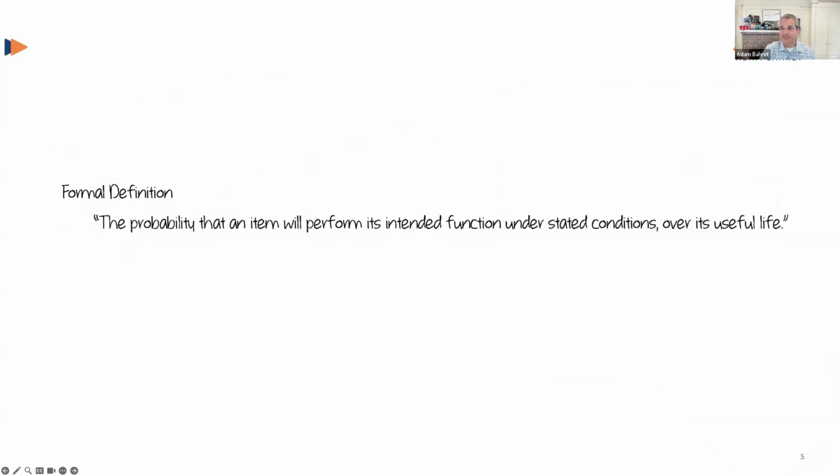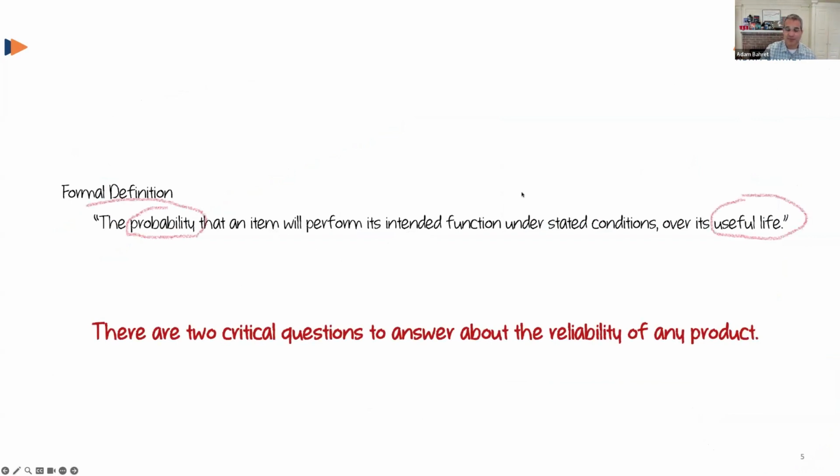So let's start off with language, which is always one of my cornerstones. And let's take a look at one of the formal definitions of reliability. It's the probability an item will perform its intended function under stated conditions over its useful life. So there's two key parts here: the probability that it will perform its intended function, and useful life. These are the two elements that will help us really define the key characteristics of our product with regard to reliability.